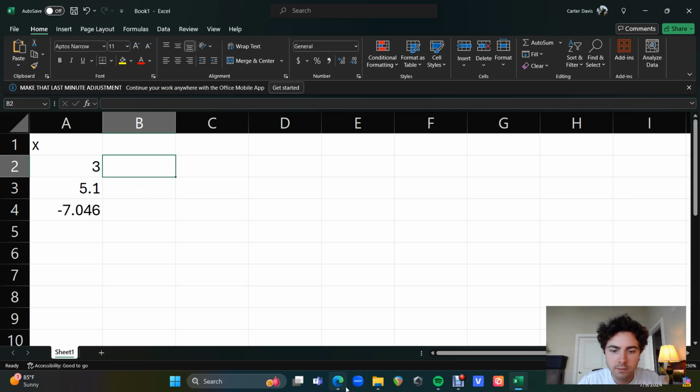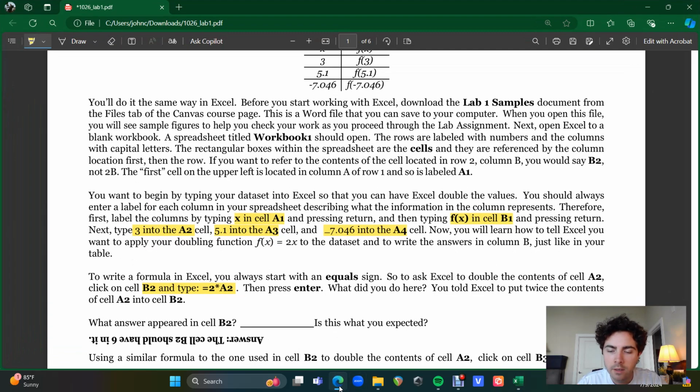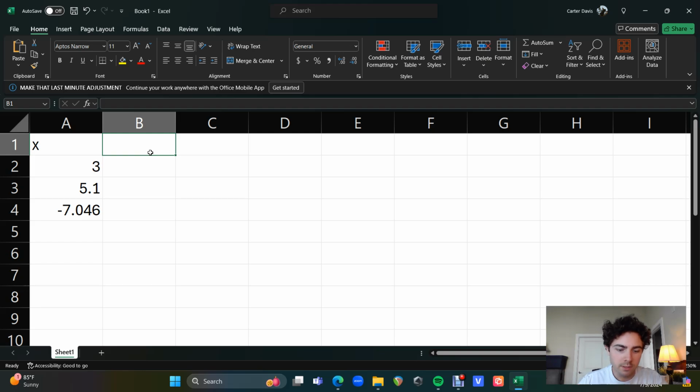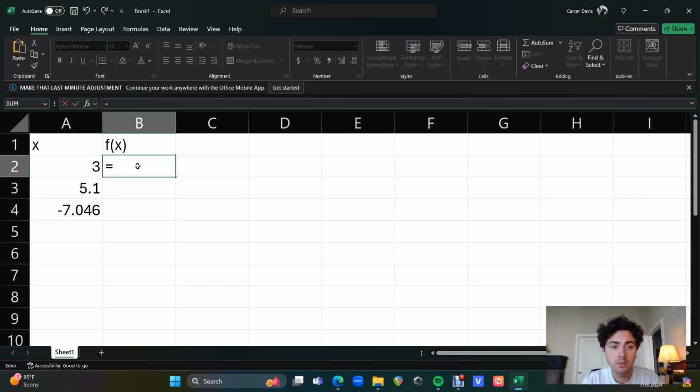7.046 or whatever it is. Nice, yeah. And then f of x in B1, so we're just labeling stuff here. And then from here, the idea is to type in the function 2x. So all you do is hit equals 2 times, not x, but you want to reference the cell. You want to reference the cell that you're doubling. So A2, you can either type A2 or you can click on A2.